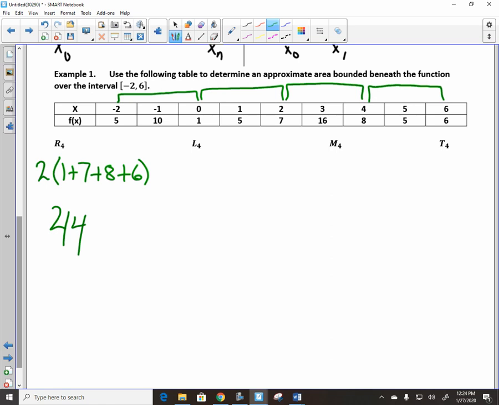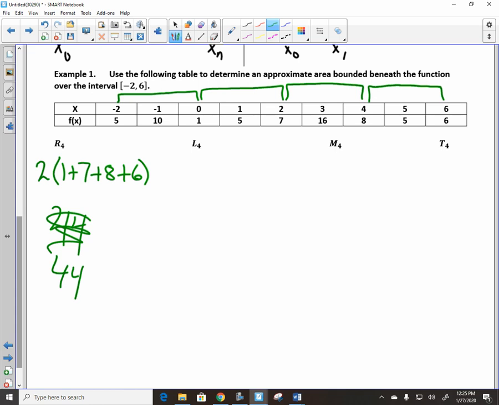Is that where we're going? That's how I fix my 2's into 4's. Sorry about that. 44. There we go. Fancy 4.